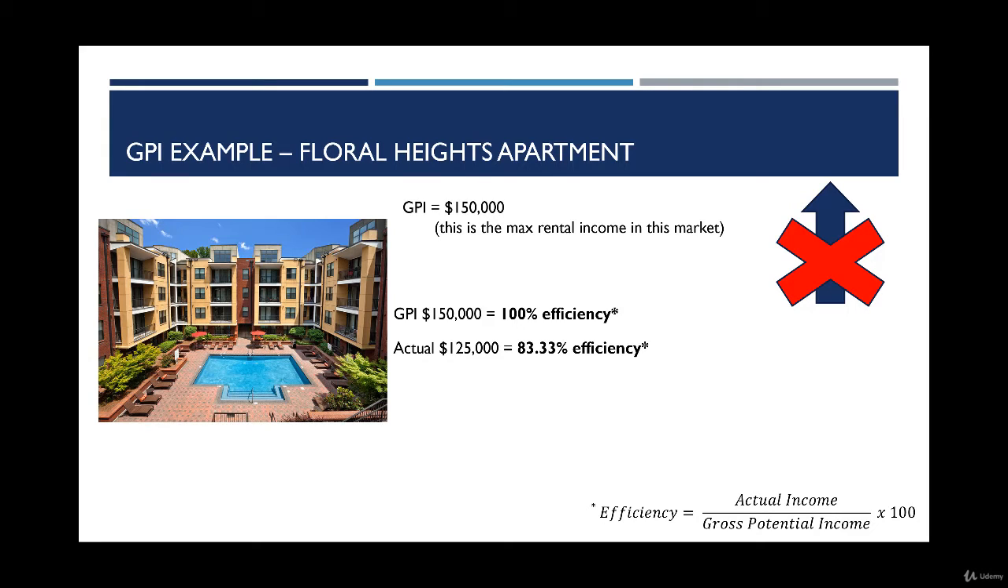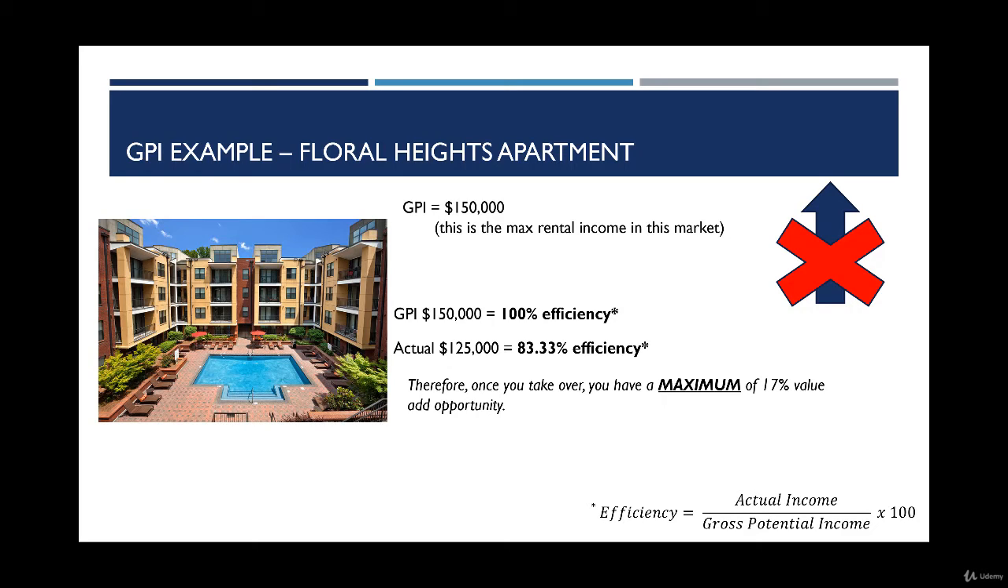Okay, in this example, it looks like they're operating at an 83% efficiency, which means that you have a maximum 17% of value add opportunity. When you take over as the new owner, you now know that you can make some sort of a management change on this property and try to capture some of that 17% income potential that was being left on the table by the previous owner.